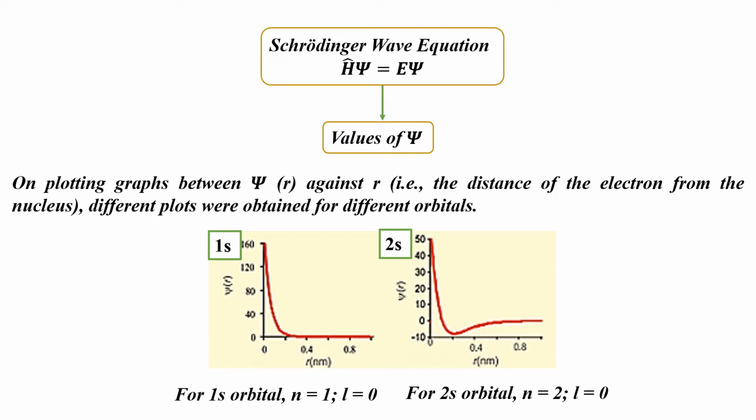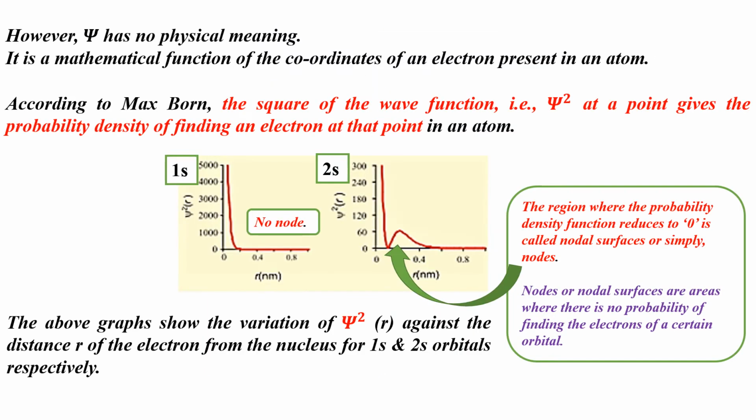Although both are s orbitals, they have different values of n, or principal quantum number. That is, 1s orbital occupies first shell and 2s orbital occupies second shell. We also find that 1s orbital has a curve that is totally different from that of a 2s orbital. However, ψ has no physical meaning. It is simply a mathematical function of the coordinates of an electron present in an atom.